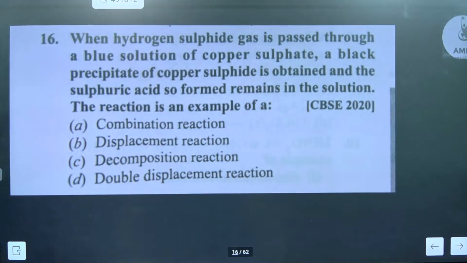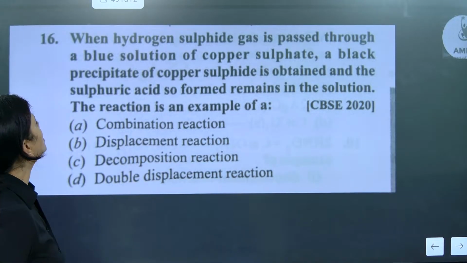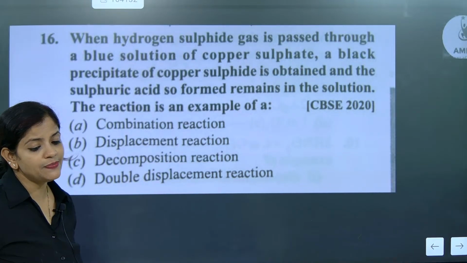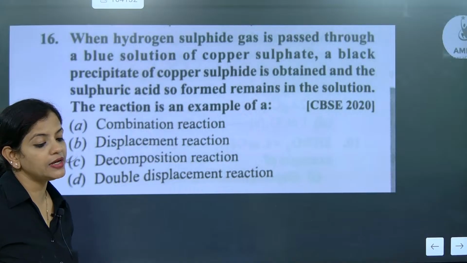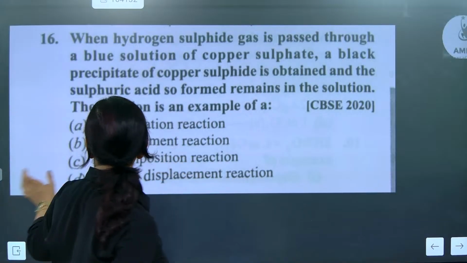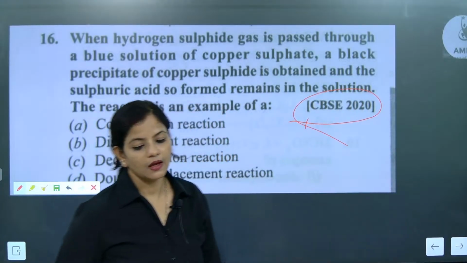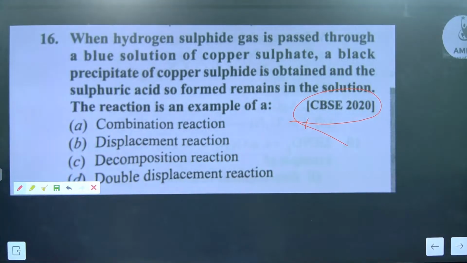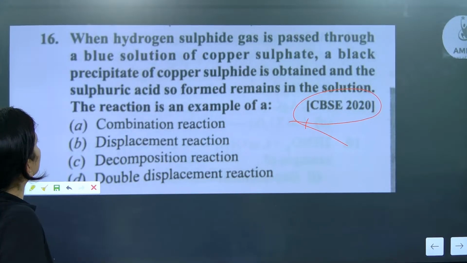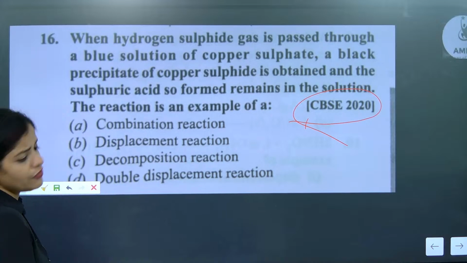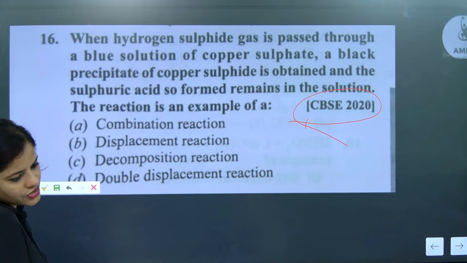Go for this question, please. When hydrogen sulfide gas is passed through a blue solution of copper sulfate, CuSO4, this is a CBSE 2020 question. They asked this question in 2020, so do this question very nicely. When hydrogen sulfide gas is passed through a blue solution of copper sulfate, a black precipitate of copper sulfide is obtained and the sulfuric acid so formed remains in the solution. The reaction is an example of... it's a well done question.